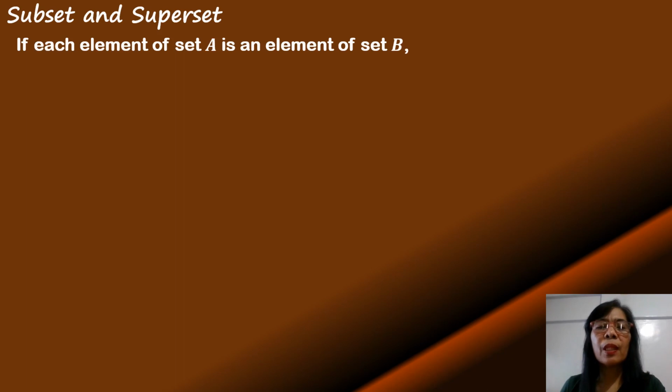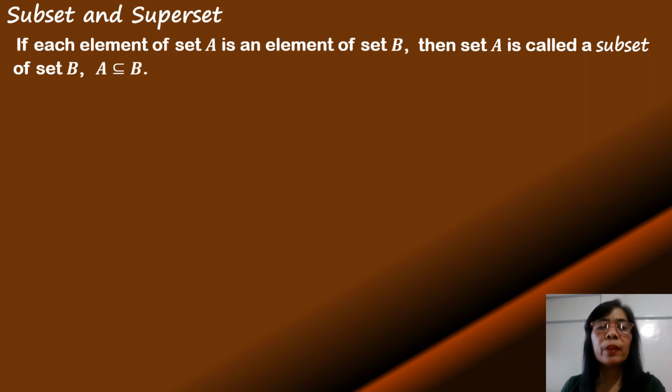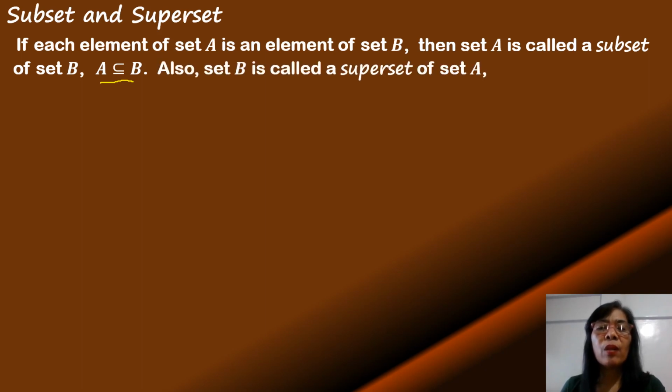If each element of set A is an element of set B, then set A is called a subset of B. We use this symbol and read this one as A is a subset of B. Using the same definition, we call B a superset of A, denoted by the symbol B is a superset of A. Again, in these two statements, A is a subset of B and B is a superset of A, it tells us that all elements in A are elements also in set B.